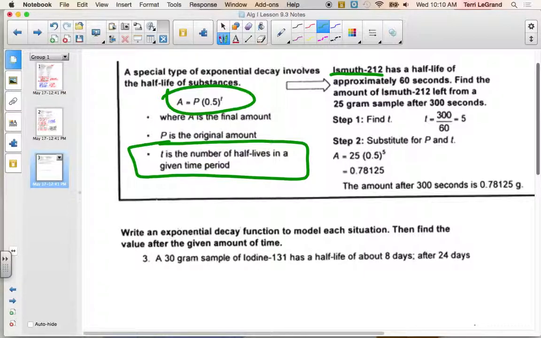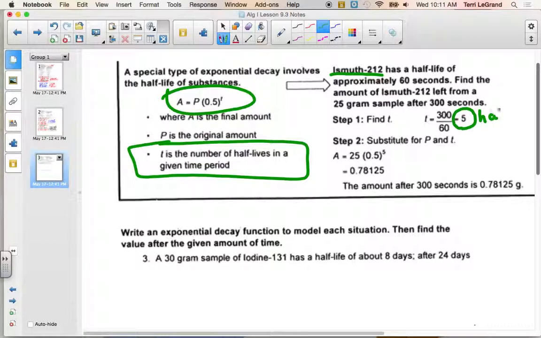So here they did, how much is left of a 25-gram sample after 300 seconds? So the t is not 300. The t is how many half-lives did it go through? So you take how much time they talked about, 300 seconds, and divide it by how many seconds are in a half-life, and we can see that it went through 5. Would you put this here?